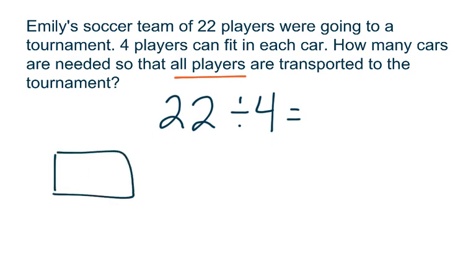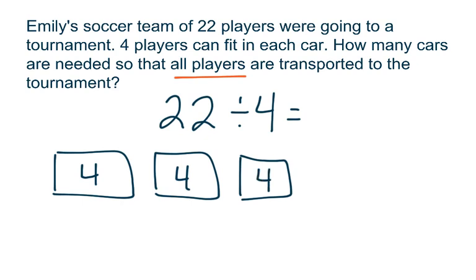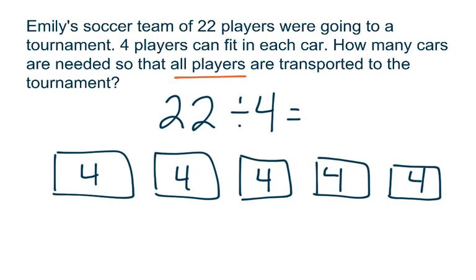So I draw a car and have 4 people inside that car. So there's 4, 8, 12, 16, 20. So I'm at 20 right now, and I have 1, 2, 3, 4, 5 full cars. But what's going to happen to those 2 people that are left over? We can't just leave them sitting on the sidewalk while everybody else enjoys the tournament. We're going to have to add another car so that those people can go.